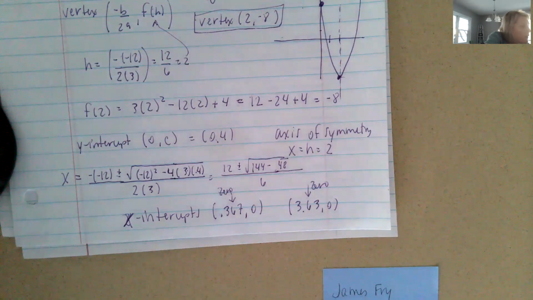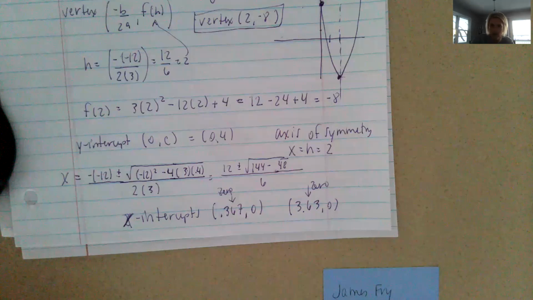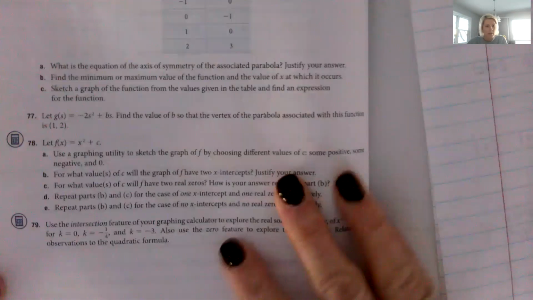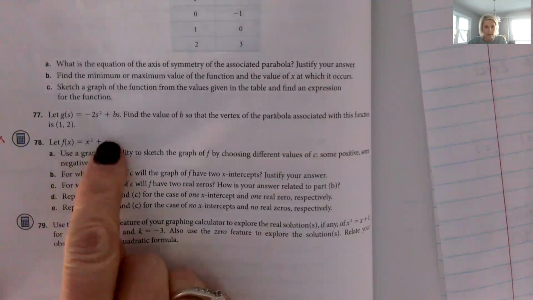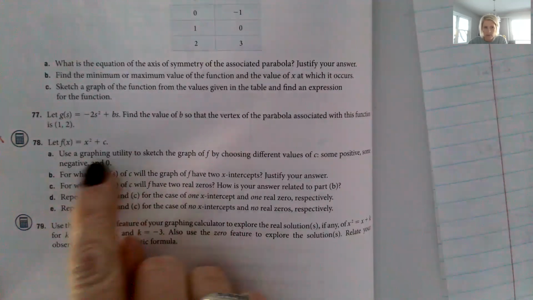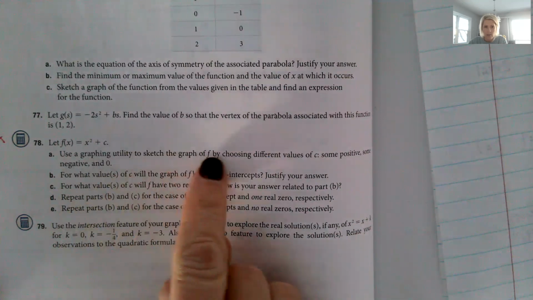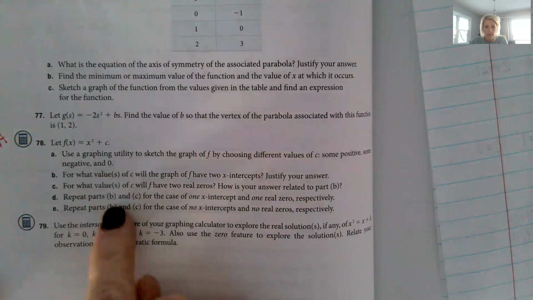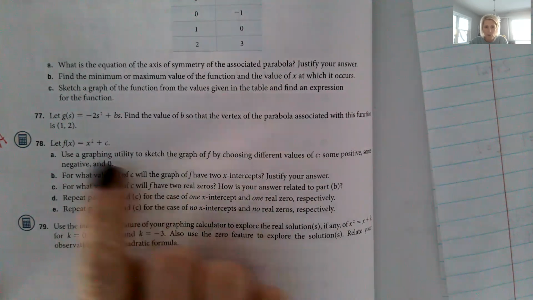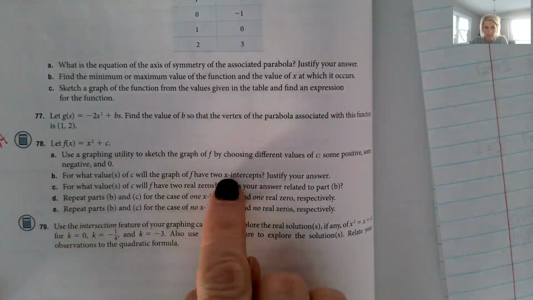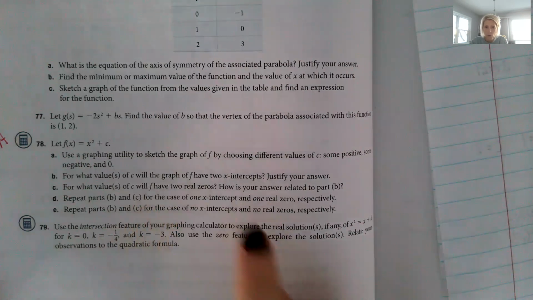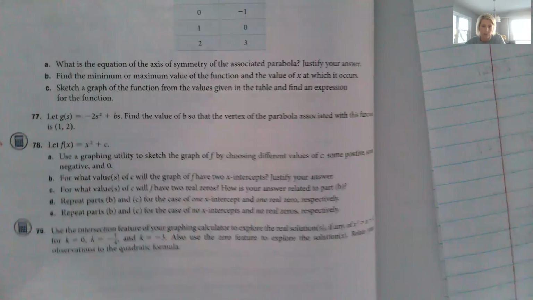And then you do have one problem, number 78, and I just want to go over it because I'm not going to do one like this; I want you to play around with this in Desmos. So 78 says, let f of x equal x squared plus c. And this will make a slider. It says, use a graphing utility to sketch the graph of f by choosing different values of c, some positive, negative, and 0. And then I want you to answer these questions. What will c be so that you have two x-intercepts? What does c have to be so that f will have two real zeros, one x-intercept, or no intercepts?